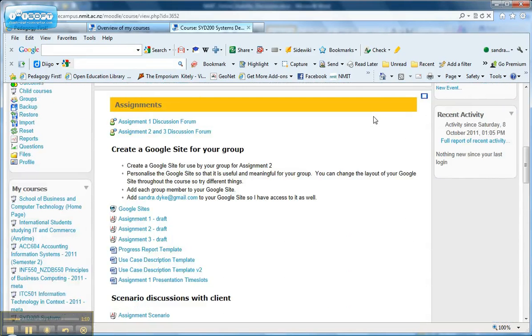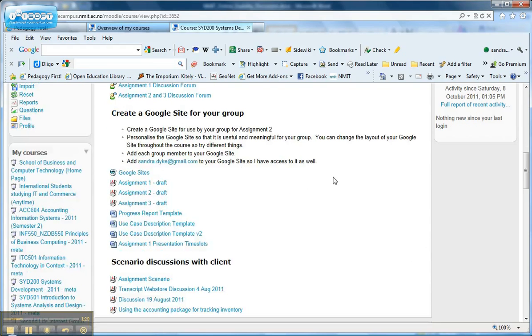I then like to have up the top my assignments. I like to put them so students can easily find them. I have the actual assignments themselves. We're using Google Sites, so I had some instructions on how to get going and where students can find the Google site, and then there's some templates they can use within their assignments.